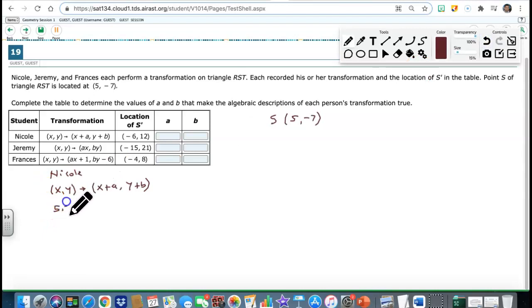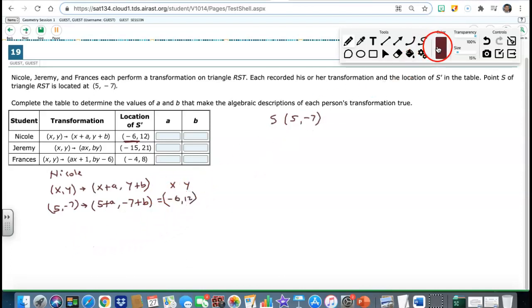My original point is 5, negative 7. Look, 5, negative 7. This is the transformation, the one that's transformed. So what happened to this point? X is 5. She added a number. And to the Y she added a number. And then when she did that, she ended up at negative 6, 12. Remember, this is the X values and this is the Y values, right?